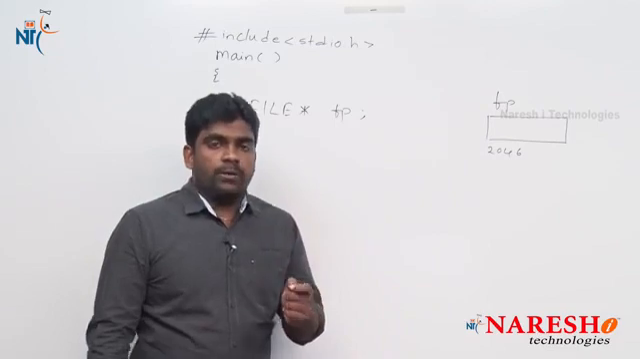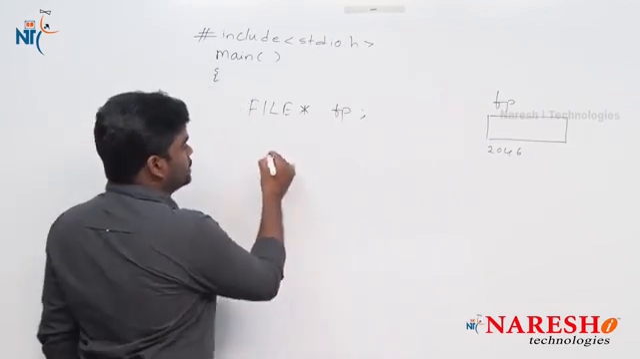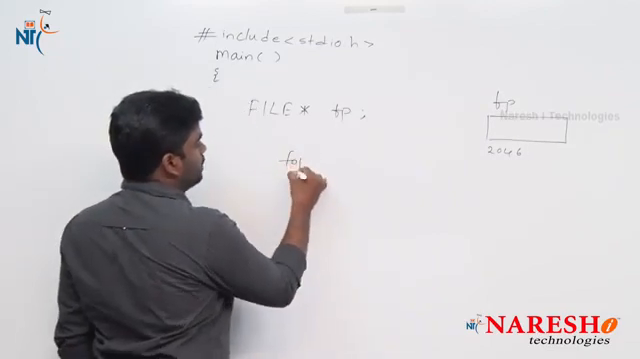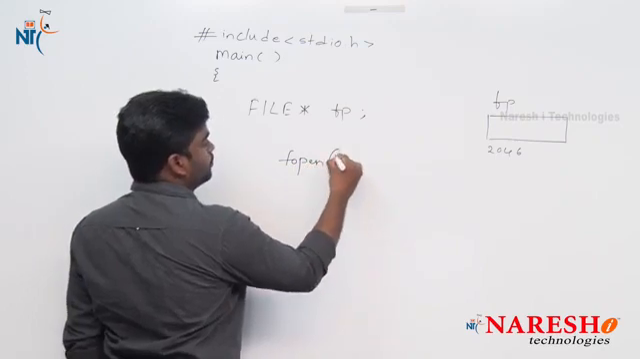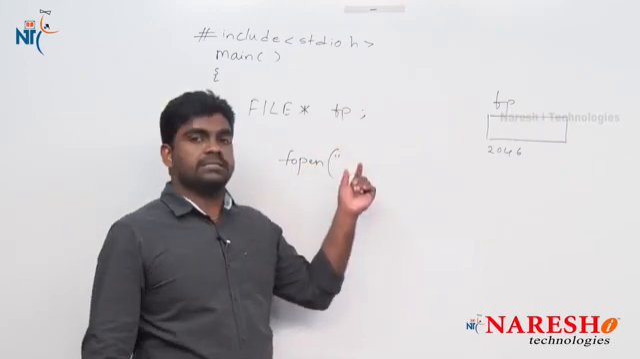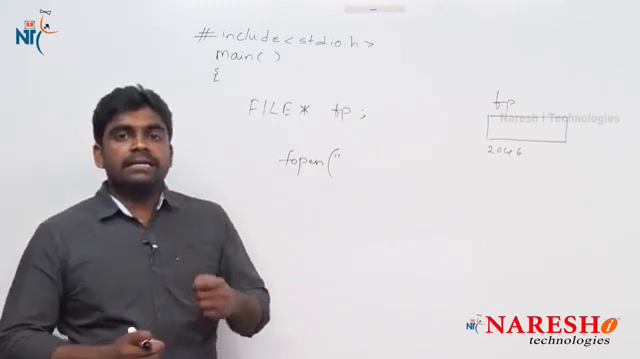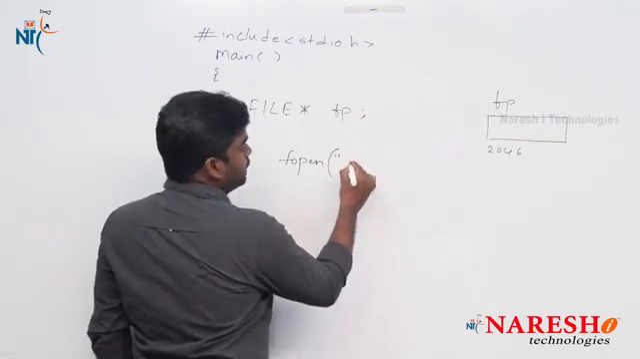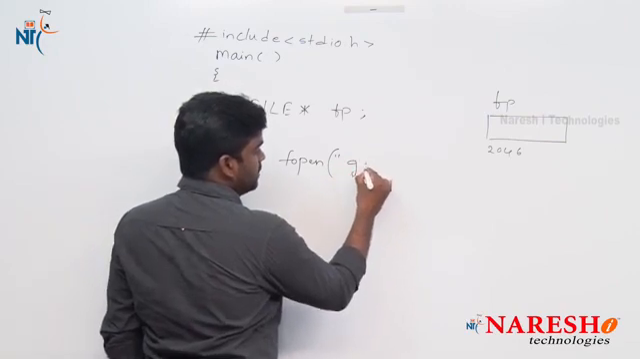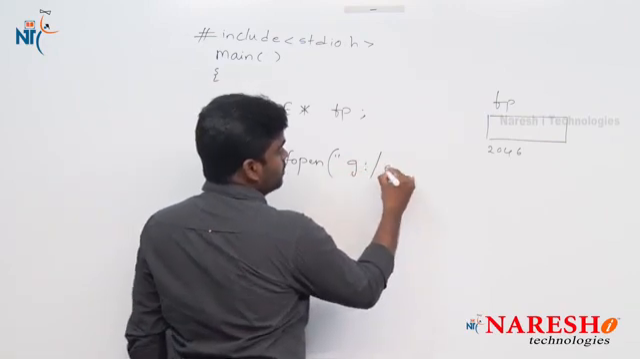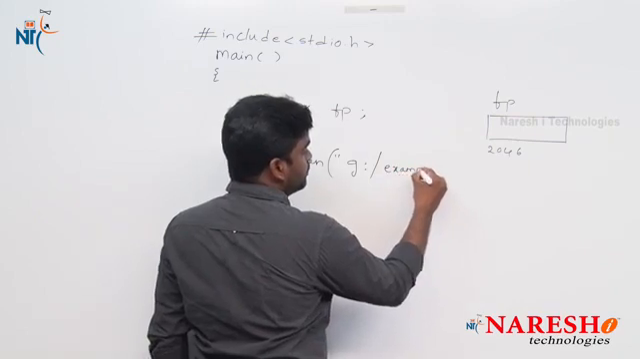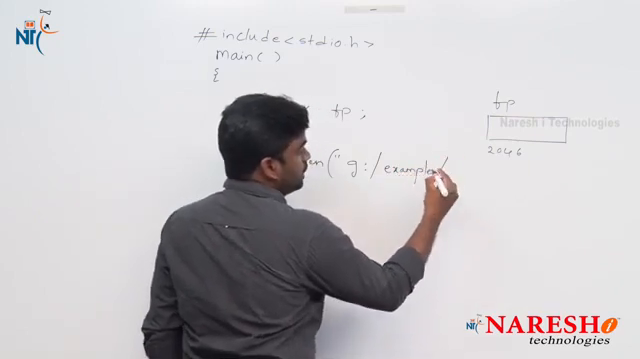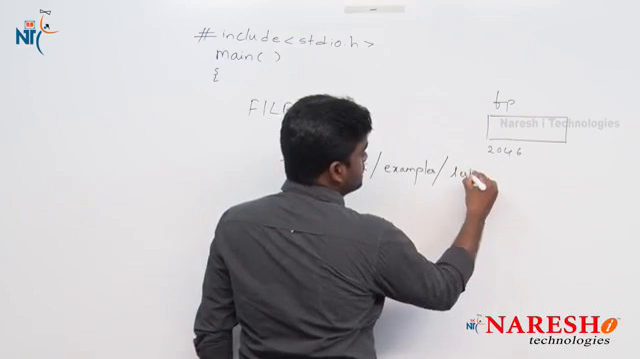So now I want to open a file. What is the function we need to call? The fopen function we need to call. The path we have to provide. Sir, what is the path? Any drive, and inside the drive any folder. For example, in my system a G drive is there. In the G drive some examples folder is there. In the examples folder some test.txt file is there.